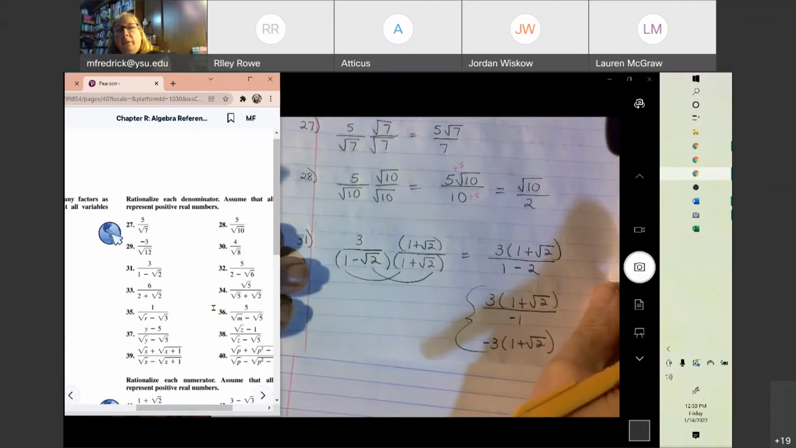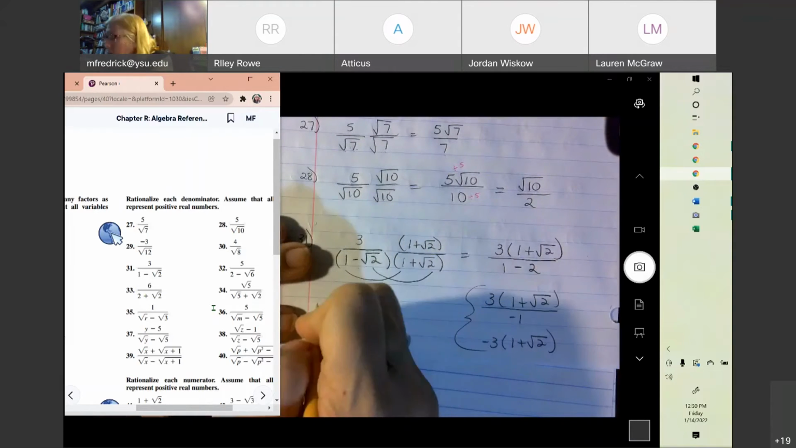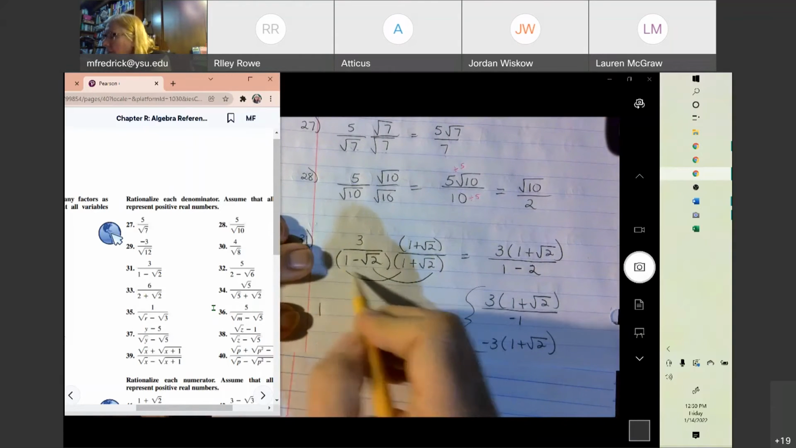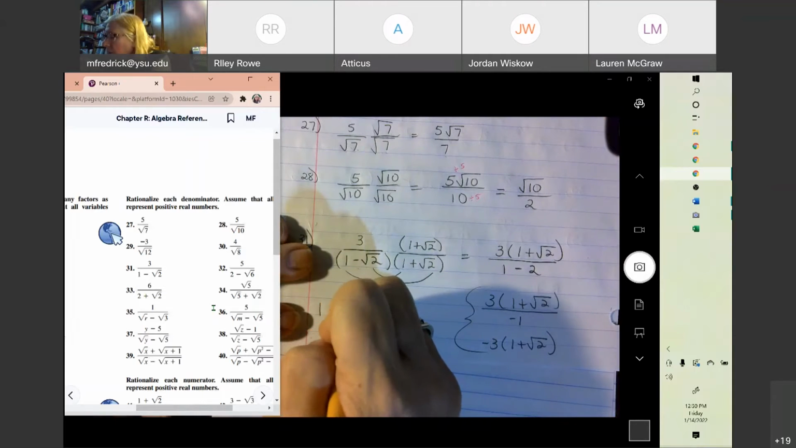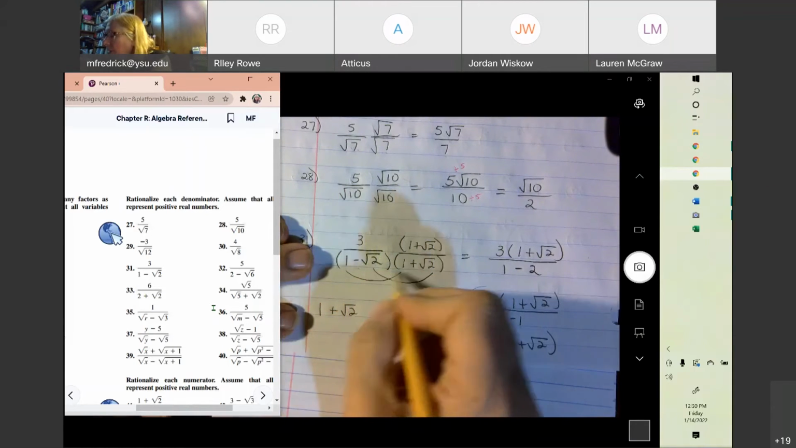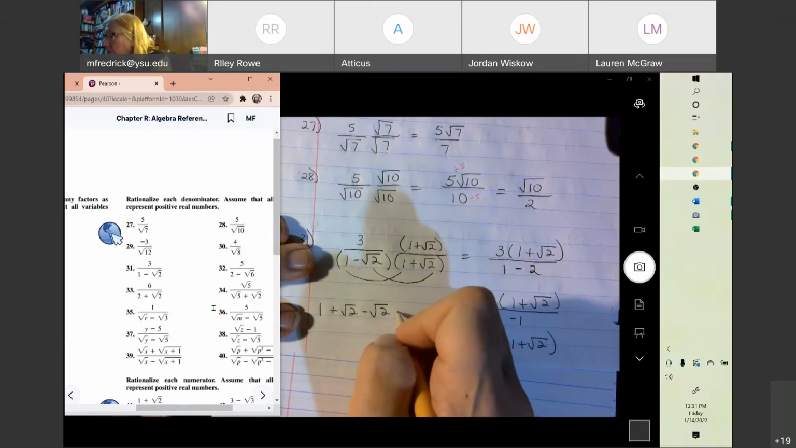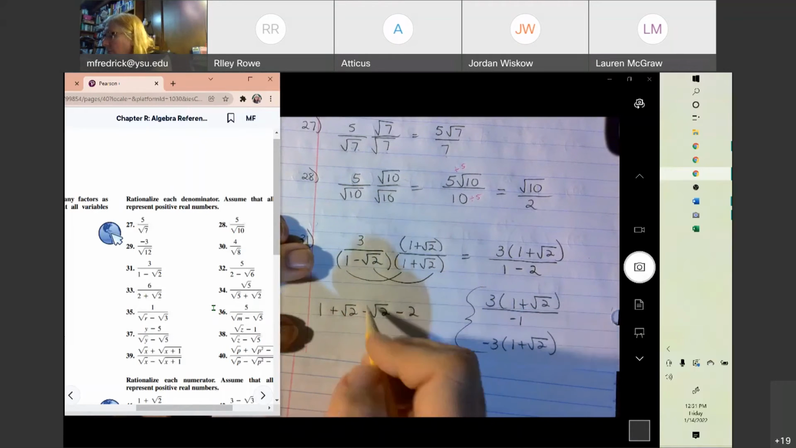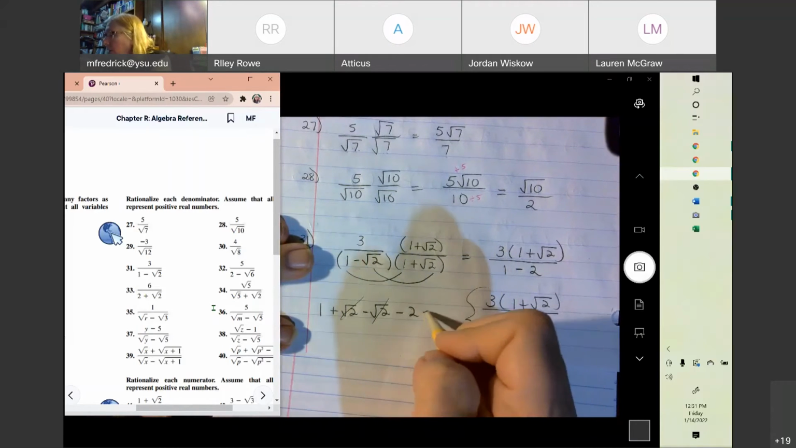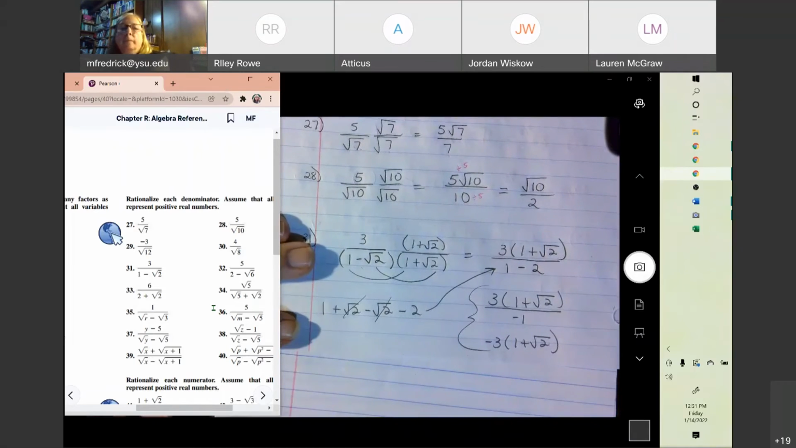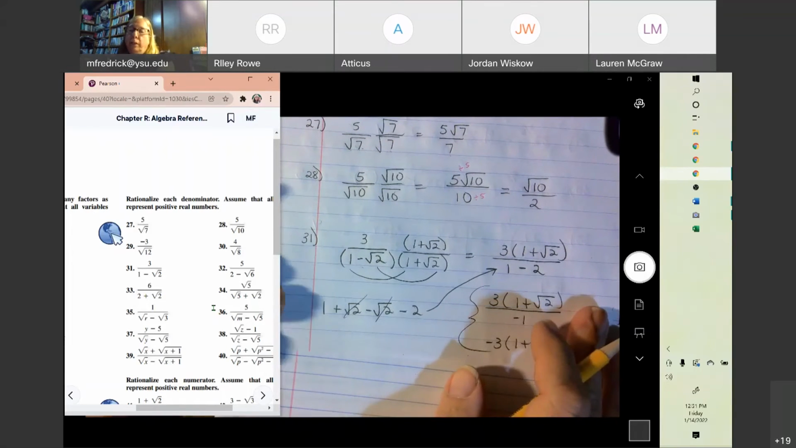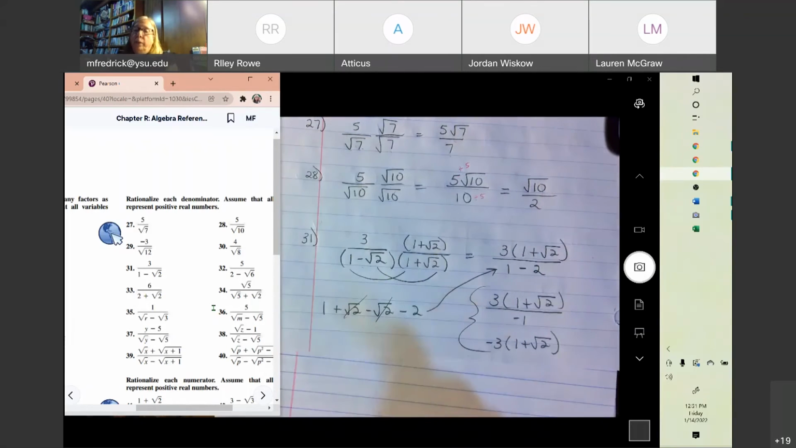If we did FOIL it, 1 times 1 is 1. Then we'd have the outside, which gives us a positive square root of 2. And the inside is a negative square root of 2. And then the last is the negative 2. And these cancel. So that's how you would get it. So if it's a conjugate, you only need to multiply the first 2 and the last 2. Are there any questions on that?